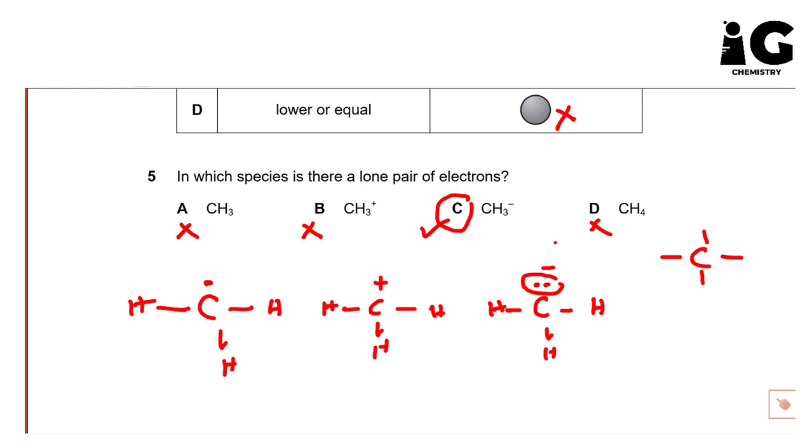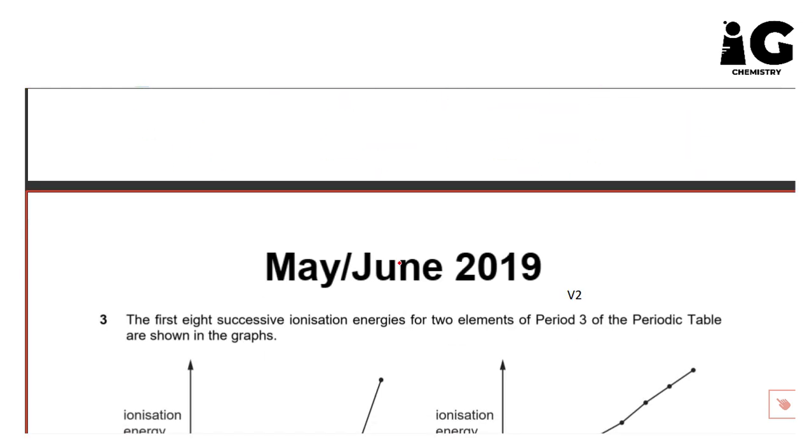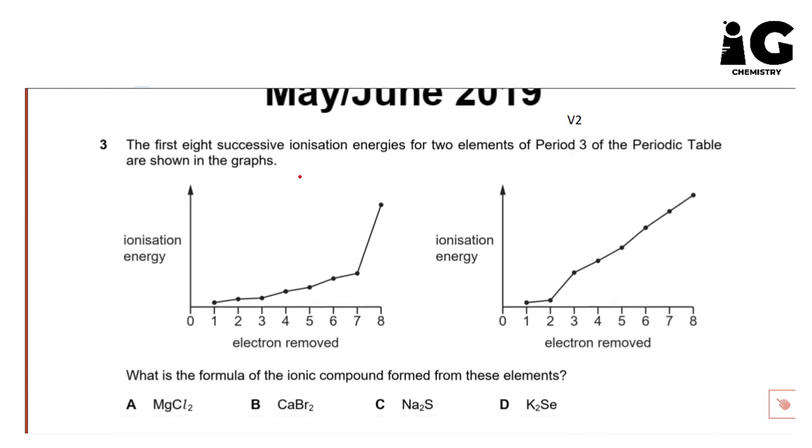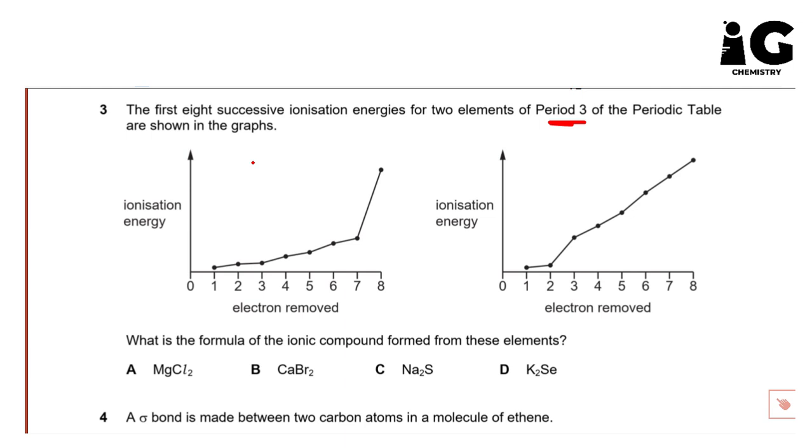Okay? Next one. This is May/June 2019 variant 2. The first 8 successive ionization energies for 2 elements of period 3, take care, period 3 of the periodic table, are shown in the graphs. This is the value of ionization energy. This is the electron removed, and here is the same.